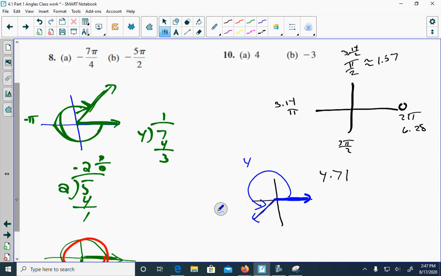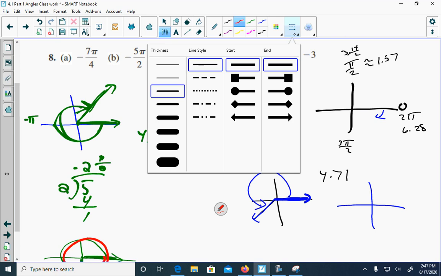B is negative 3. So negative 3 is going down, so it's going clockwise. It's a little bit less than 3.14. So my initial side is going to be on my positive x-axis.